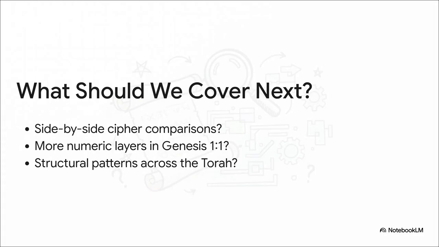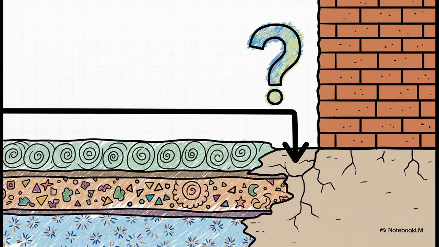So I'm going to turn it back over to you. Since your questions guide this work, where should we go next? Would you like to see a comparison of different ciphers to see how they stack up? Or should we go even deeper into more of the mind-blowing layers of Genesis 1:1? Or maybe zoom out and see how these patterns echo across the entire Torah? You tell us. Because at the end of the day, a good question never, ever ends a discussion. It just makes it deeper.